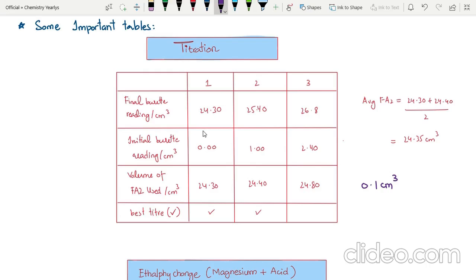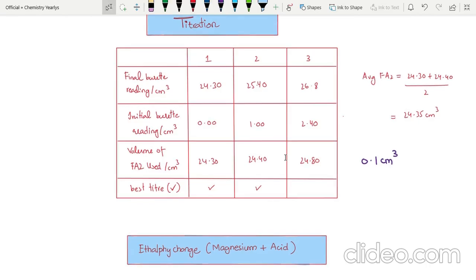In the case that you do not come up with concordant results, it is possible that your values are a bit far apart, so you can also make up the values so that they are concordant. But always tick and select your best titre, which are concordant results with a difference of 0.1, okay, not more than that.